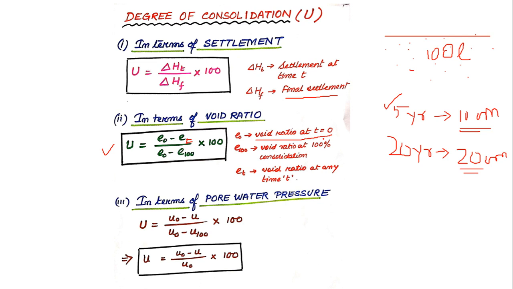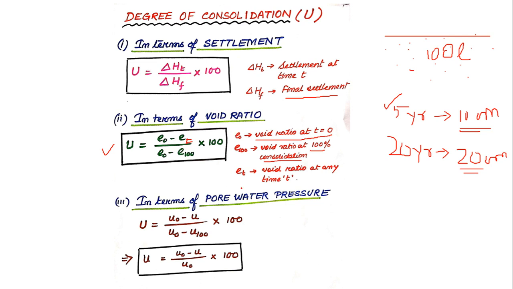So the void ratio in that case will be the maximum. So e0 is the maximum void ratio. e100, on the other hand, is the void ratio when there is 100% consolidation. That means all the water has now drained out of the voids. So now the soil solids will be very close to one another, and hence the void ratio will be the minimum, and hence e100 is the least value out of all the e's.